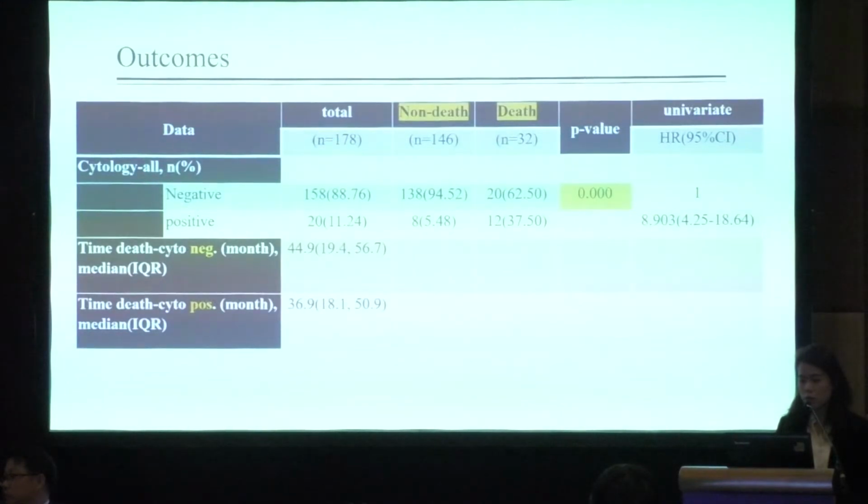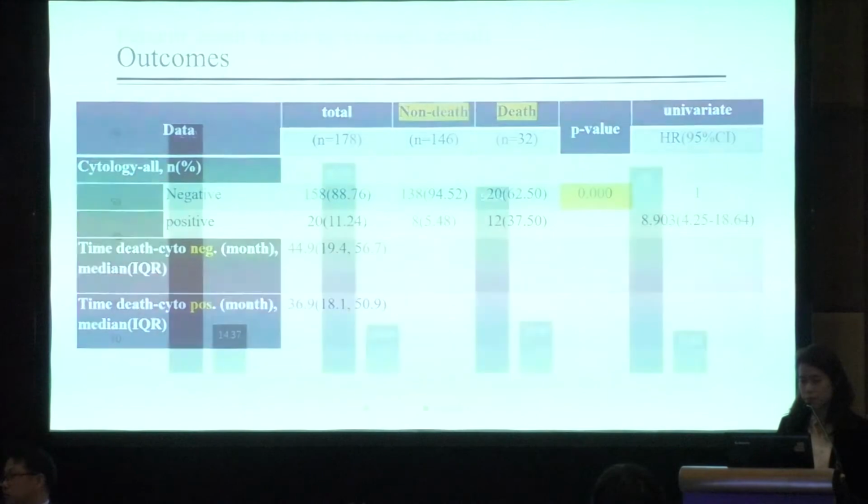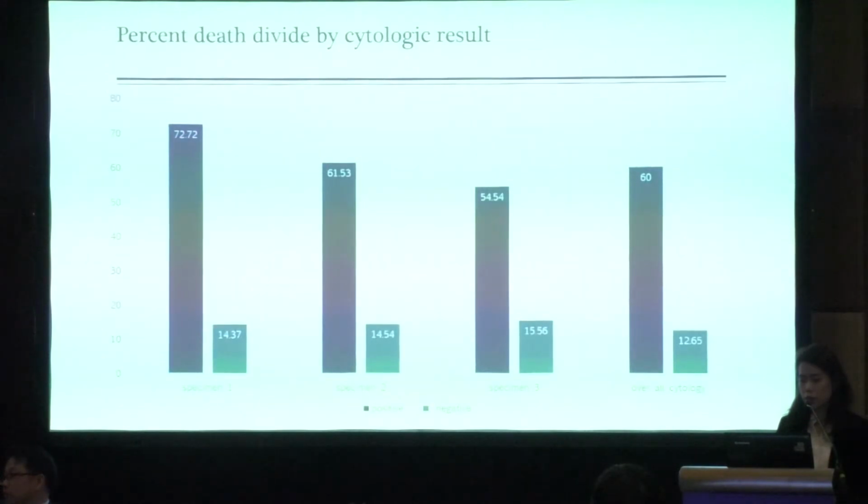The overall cytologic result compared between the two groups: the negative PLC group has a statistically significant better survival rate. To make it easier to picture what I've said, this graph shows percent of dead patients divided by cytologic result. The brown one is percent dead in the positive group and the green one is percent dead in the negative group.